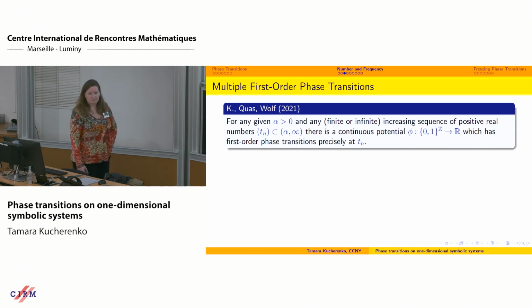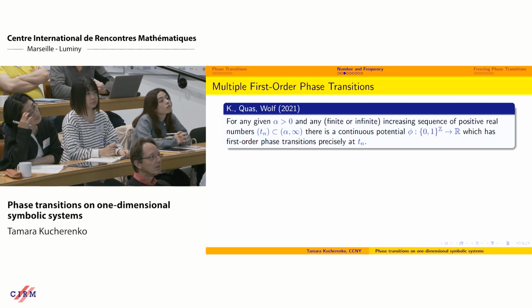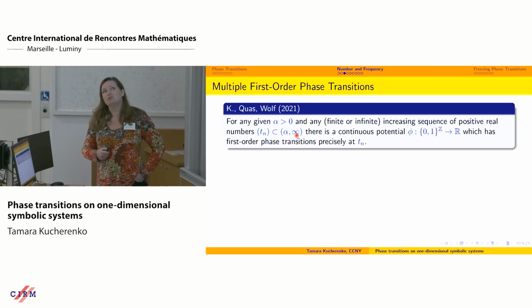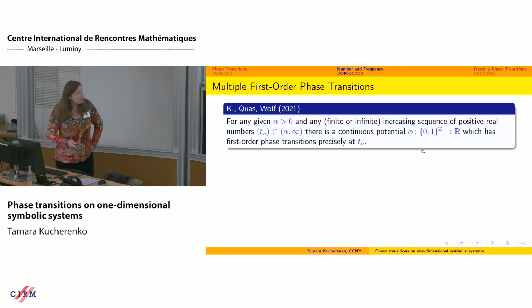Okay, so the first order phase transitions. In a joint work with Anthony Quas and Christian Wolff, who is here in the audience, we looked at the possible number of phase transitions for continuous potentials. So we proved that if you have any increasing sequence of the temperature values, remember this is my temperature, which are T's and not betas, so you pick any increasing sequence which is bounded away from 0, and you can find a continuous potential on a shift on 2 symbols, which has first order phase transitions precisely at those points.